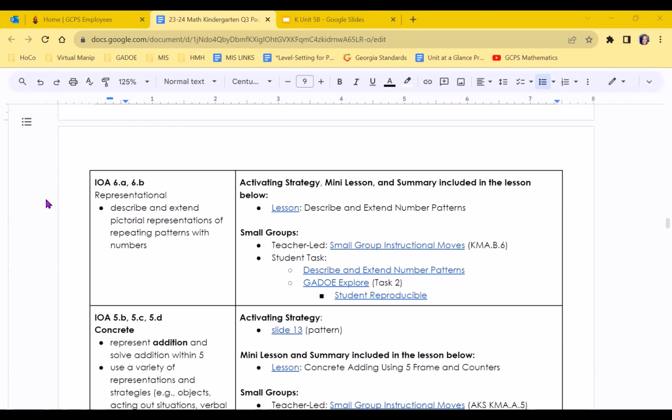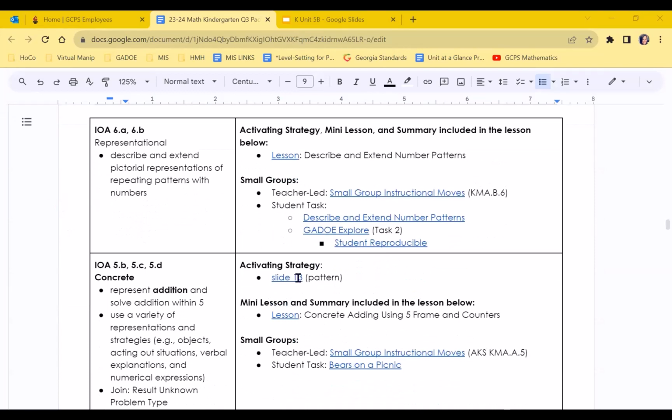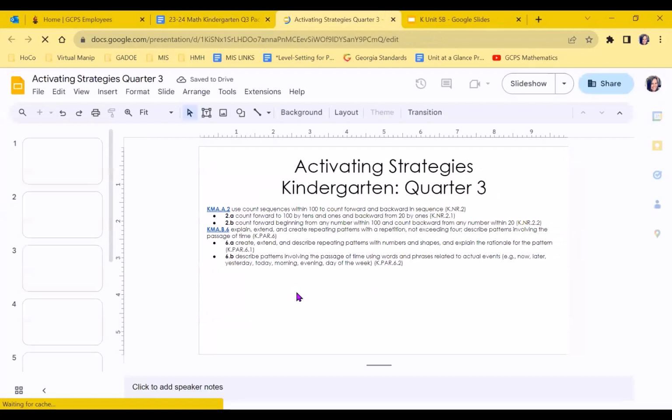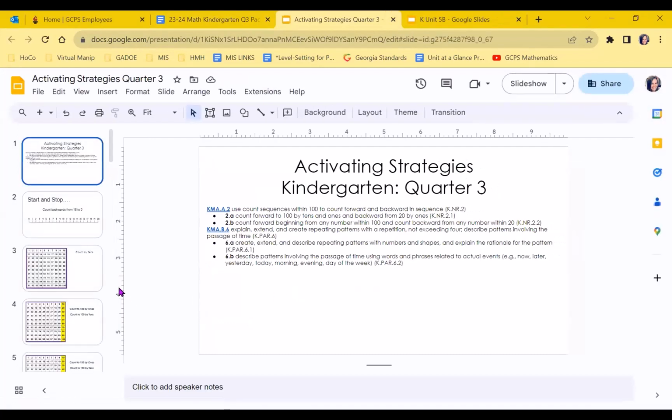Unit 5B begins with IOAs 6.A and 6.B. In this lesson, the activating strategy will include the passage of time. The lesson will focus on representational repeating number patterns. Work will continue with these IOAs in the activating strategies. Specific activating strategy slides have been provided to support you with this work, as well as continued practice counting with IOAs 2.A and 2.B.